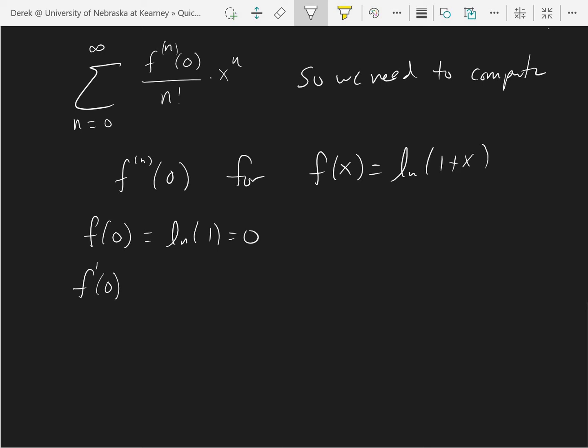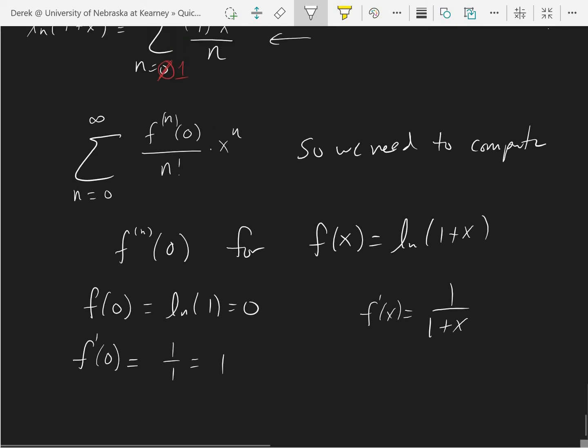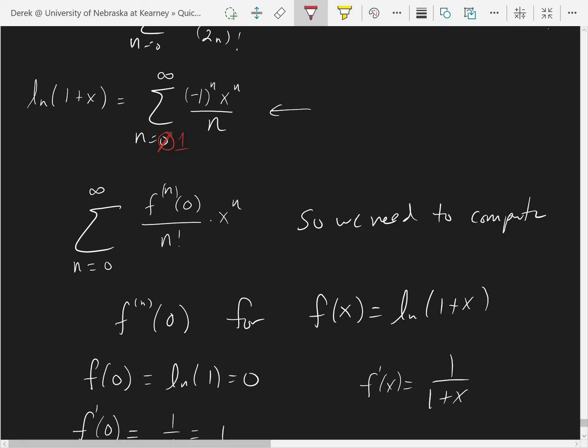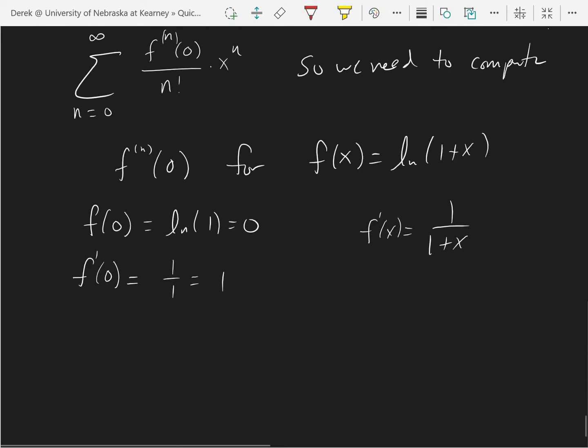F prime at 0. Well, if I take the f prime at x, it is going to be 1 over 1 plus x. So that's going to be 1 over 1, which is a positive 1. If I look at this, I've got at 1, I've got a negative 1, so I'm probably going to want a plus 1 there to make that positive. I think we're going to be good now.